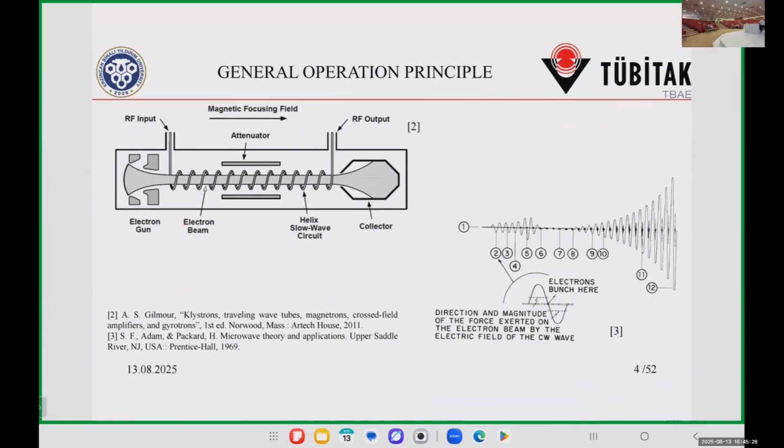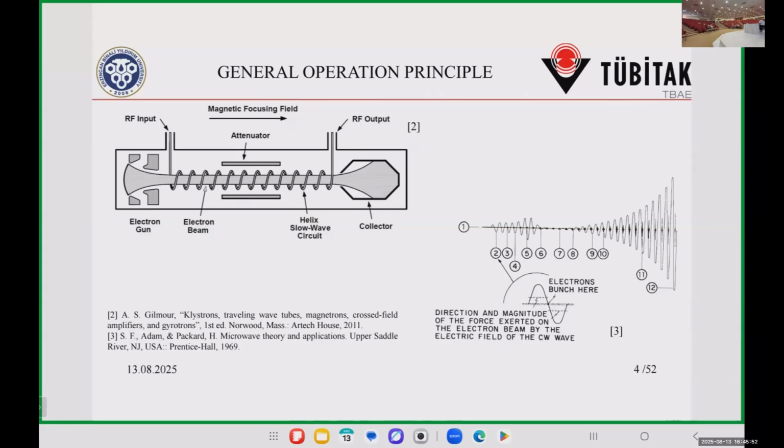So what is the purpose of these structures? The electron gun block generates and forms an electron beam, which acts as input of the slow wave structure for beam wave interaction.